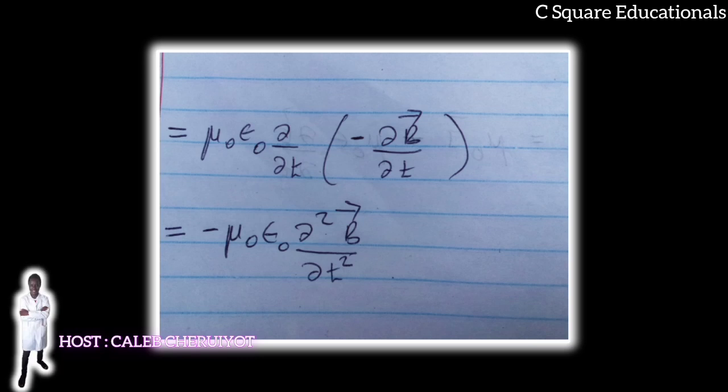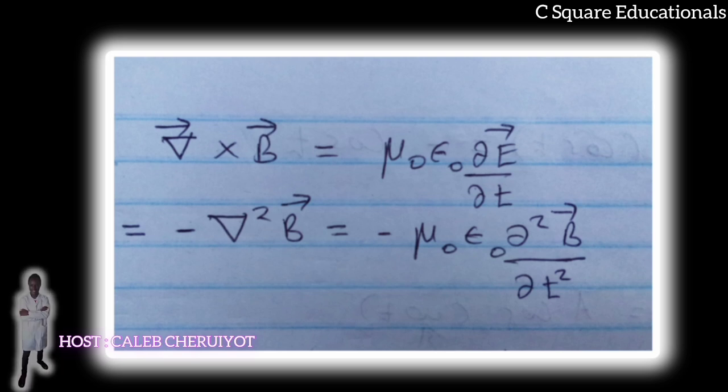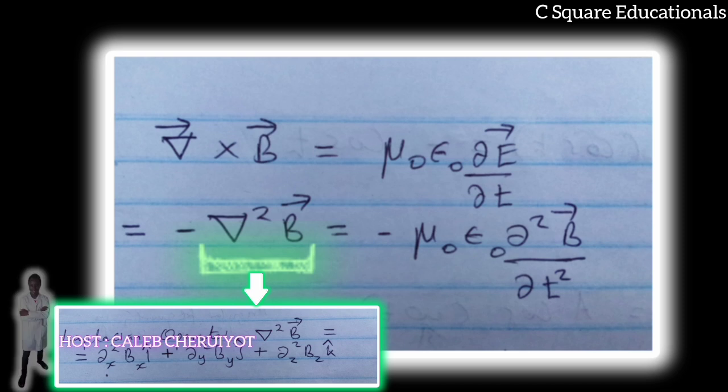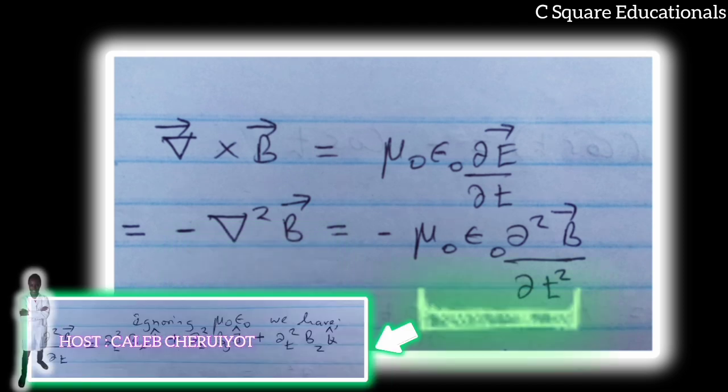Now replacing del cross E using the third Maxwell's law, we get as shown. Now combining everything, if you didn't notice, we have successfully decoupled the two equations into a second order linear partial differential equation. Just to review, the left hand side is the Laplacian operator, del square B, which is a vector, same as the right hand side, ignoring mu naught and epsilon naught, we have as shown.